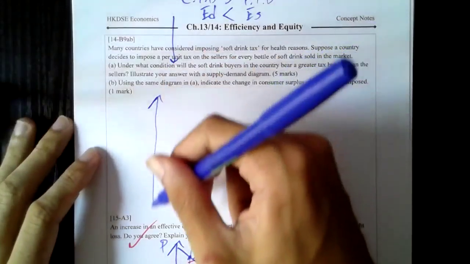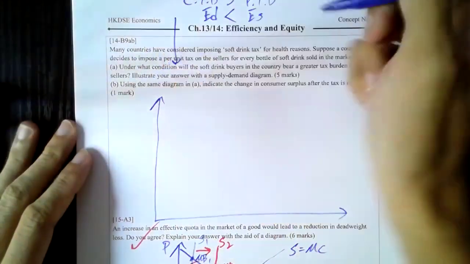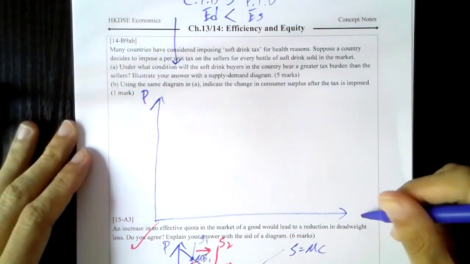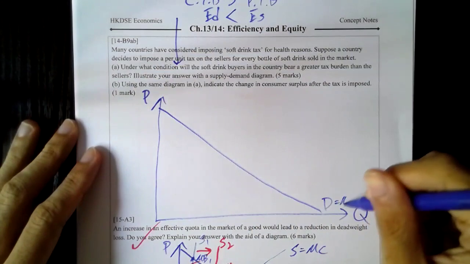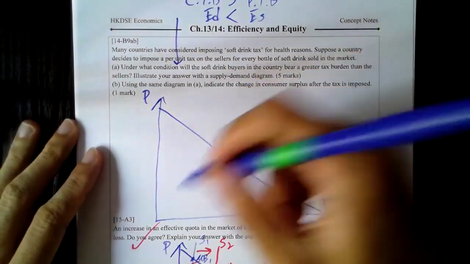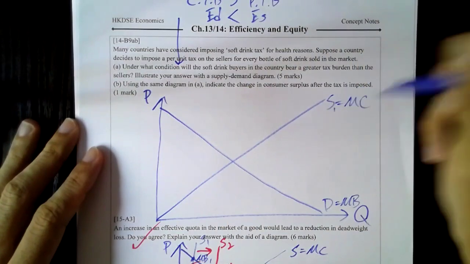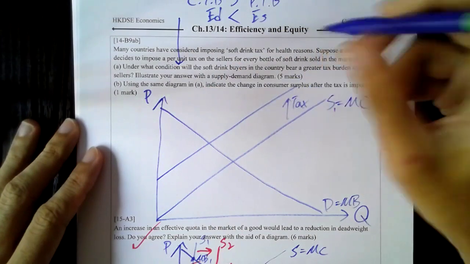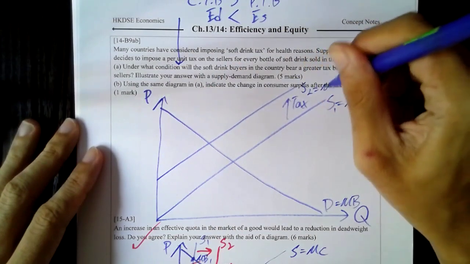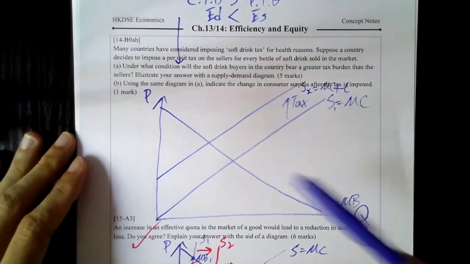We won't draw A, we'll draw B, okay? Okay, change in consumer surplus. Now we have our demand equals to MP, and then we have our supply equals to MC. Supply one, and this one, upward shift, right? Tax. So this one, supply two equals to MC plus T, okay?